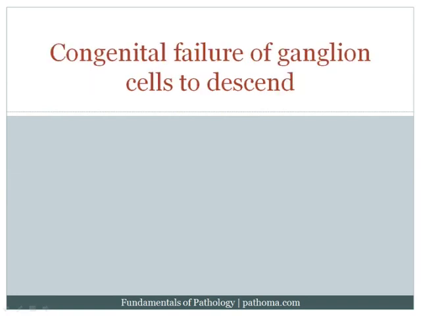Now, the disorder arises because there's a congenital failure of the ganglion cells to descend. Let me remind you that the ganglion cells are derived from the neural crest and that they descend into the wall of the bowel, and when they're present in the wall of the bowel, they have particular function. But before you can understand that and how it relates to the disease, you've got to understand normal.